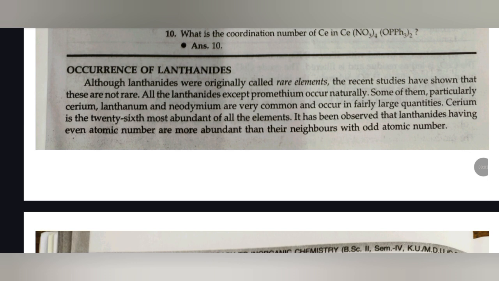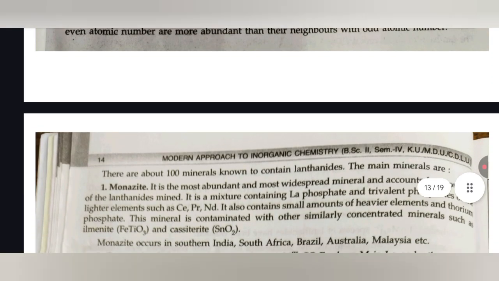Occurrence of lanthanides. Although lanthanides were originally called rare earth elements, recent studies have shown that they are not rare. All the lanthanides except promethium occur naturally. Some of them, particularly cerium, lanthanum and neodymium, are very common and occur in fairly large quantities. Cerium is the 26th most abundant of all the elements. It has been observed that lanthanides having even atomic numbers are more abundant than their neighbors with odd atomic numbers.